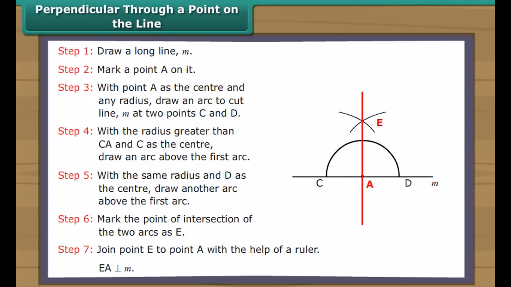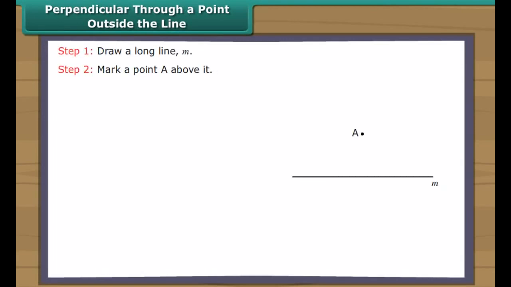EA is perpendicular to line M. Perpendicular through a point outside the line. Draw a long line M. Mark a point A above it.